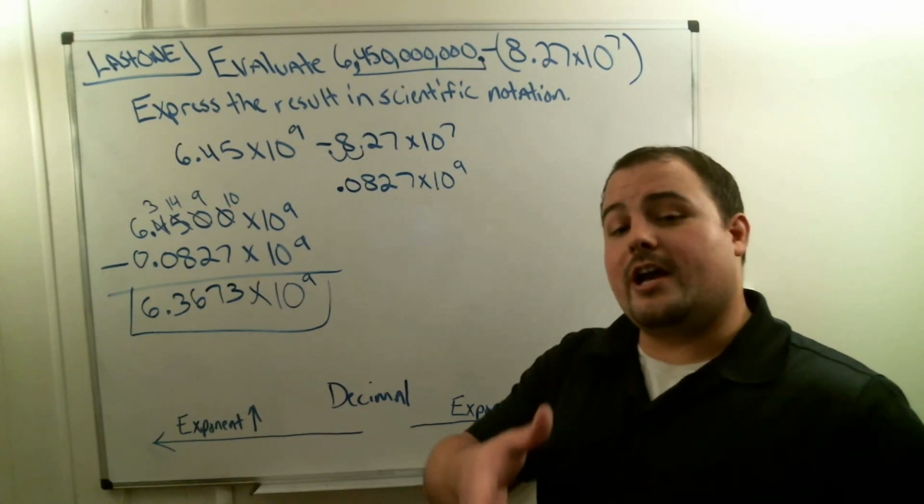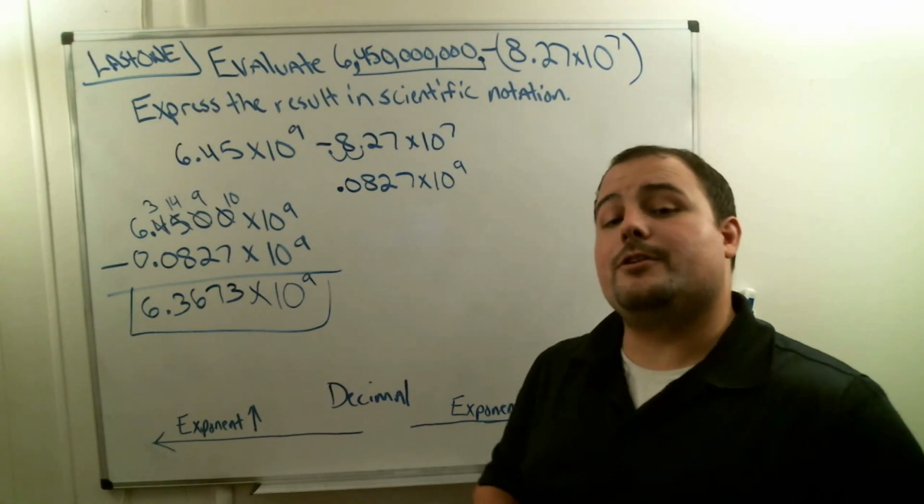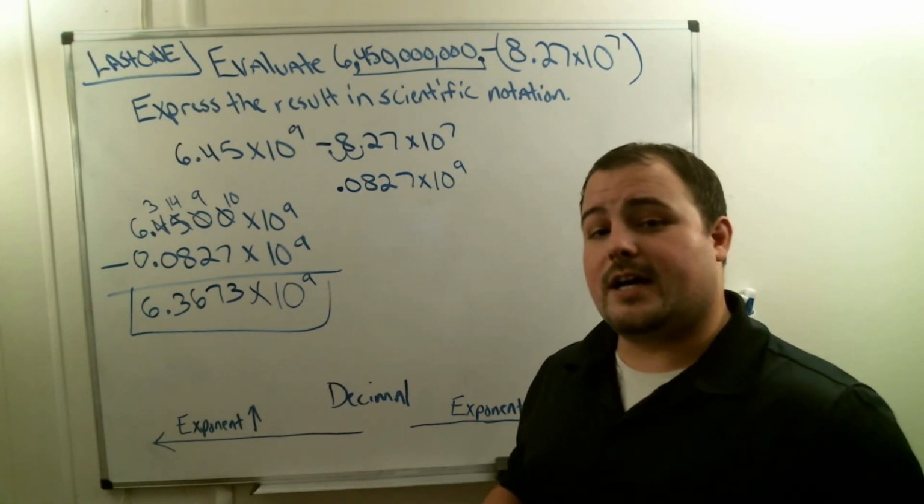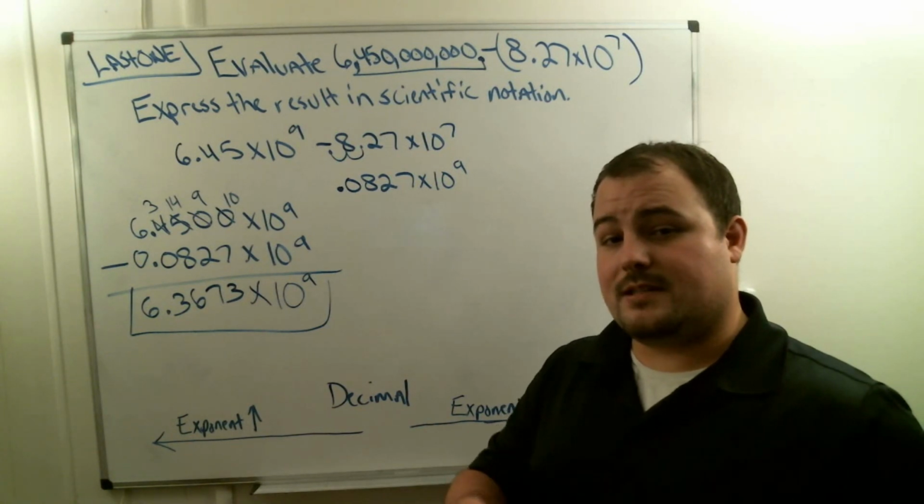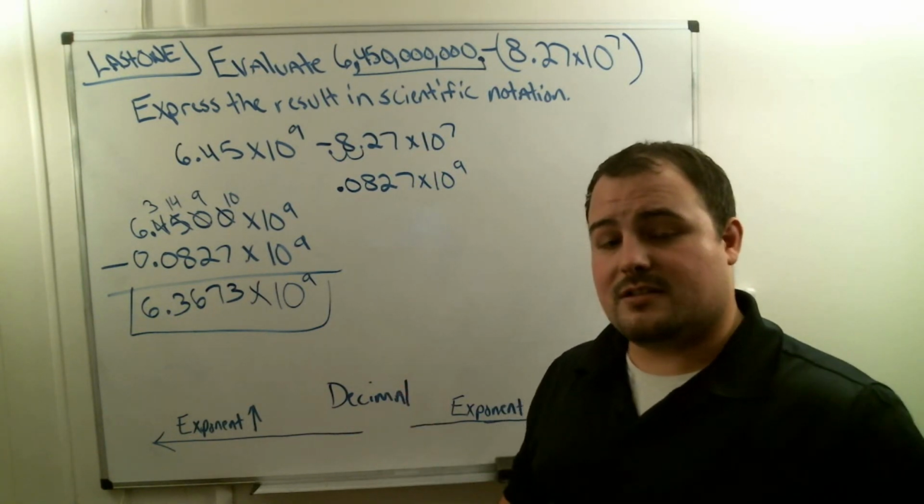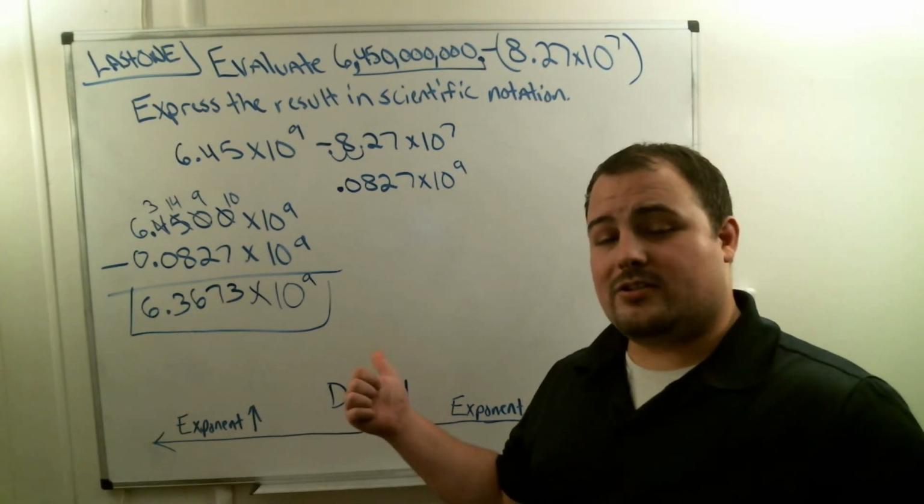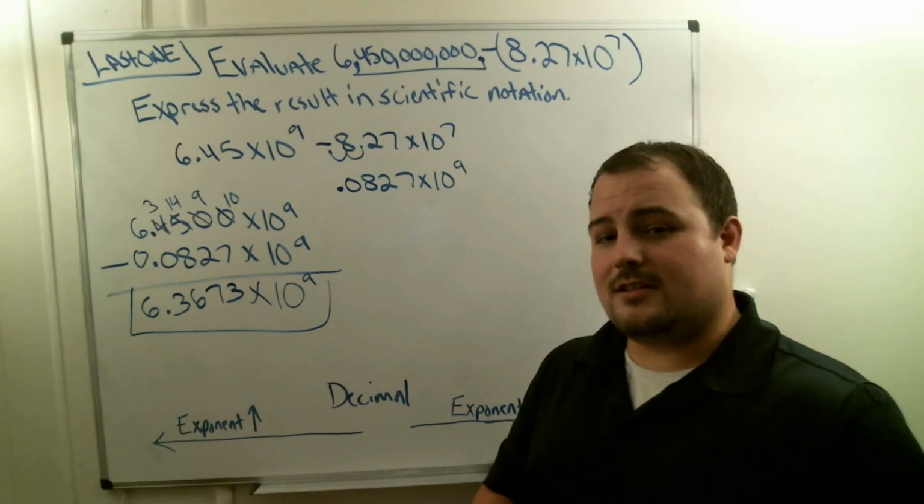Hopefully you guys are understanding how to add or subtract. Remember, exponents have to be the same. And hopefully you guys understand how to multiply or divide. In order to multiply or divide, remember bases times bases, numbers times numbers. When multiplying, add them. When dividing, subtract them. In order to add or subtract, you have to make the exponents the same. Hopefully you guys understand this lesson.